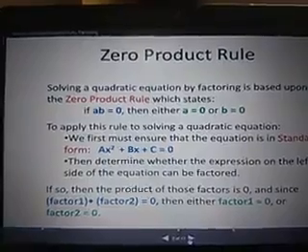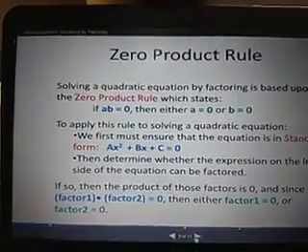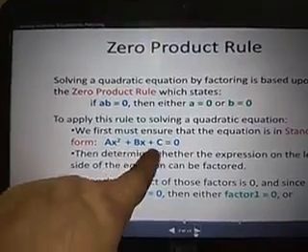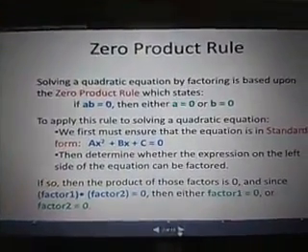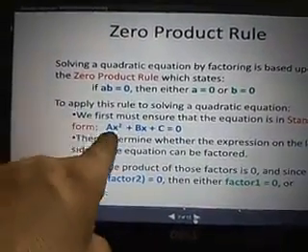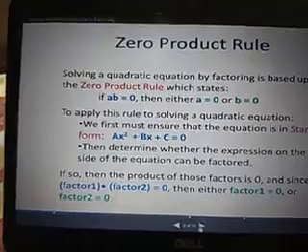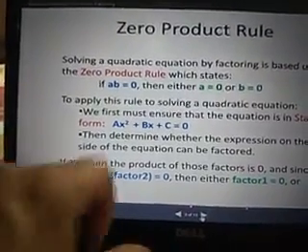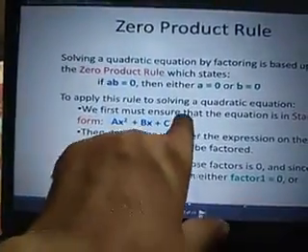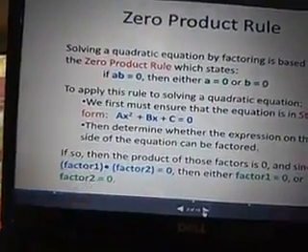For solving a quadratic equation by the factorization method, the first thing we have to do is ensure that the equation is in the standard form. The standard form of a quadratic equation is ax square plus bx plus c is equal to 0. Then determine whether the expression on the left side of the equation can be factored. We have to factor this one. Obviously, the degree is 2, so we'll get two factors for that, factor 1 and factor 2. Then the product of both of them is equal to 0, so either factor 1 is going to be 0 or factor 2 is going to be 0.